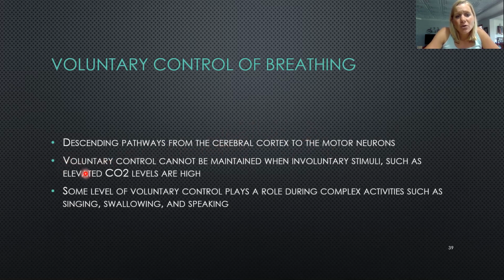However, the voluntary control cannot be maintained when involuntary stimuli such as elevated CO2 levels are high. Okay, so if I'm trying to swim as fast as I can, for example, and I'm trying to maintain a certain pace. So again, when I swim, every 4 strokes, I'm going to breathe. Okay. So 1, 2, 3, breathe. 1, 2, 3, breathe, etc. You get it, right? If you're not familiar with swimming. Anyway, that's a coordinated plan. That's just your normal rhythm, right?